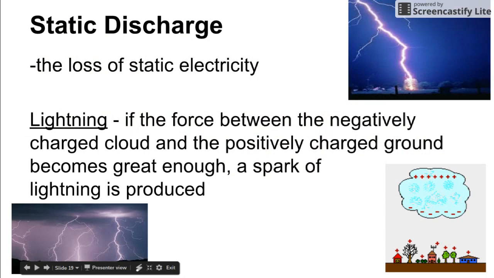Now, static discharge, you guys are all familiar with this as well. That's that little spark you see when you get shocked when you touch the doorknob. On a larger scale, you would see this with lightning. This is where we have the negatively charged cloud, the positively charged ground, and the lightning will jump from the negatively charged cloud down to the positively charged ground to even out the charges.